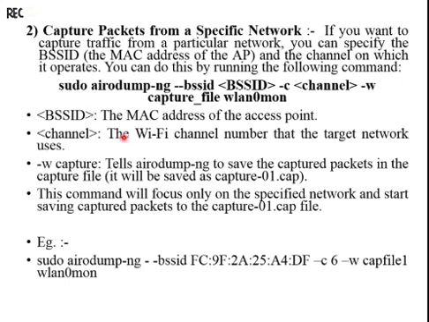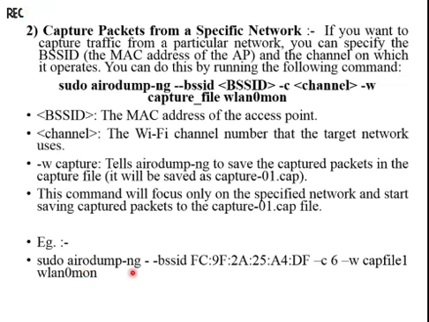So BSSID, mention here the MAC address of the access point. Channel indicates the channel number that the target network uses. Dash w capture tells Airodump-ng to save the captured packets in one file. By default, the extension of the file is .cap. By default, it will save capture-01.cap file. Cap indicates it is a captured file. This command will focus only on a specific network.